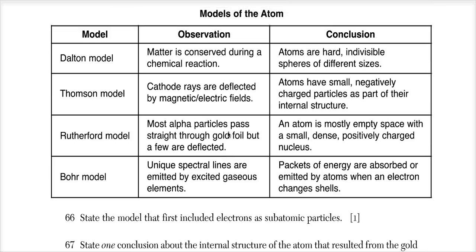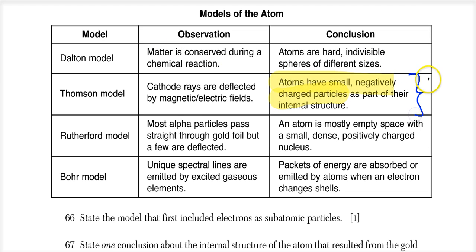Now, if you don't know this off the top of your head, then you go in. So we've got matter conserved, cathode rays. I'm reading atoms are hard individual spheres. Atoms have small negatively charged particles. That's the hint right there. So they're looking for you to understand that the negatively charged particles that you have been talking about all year are electrons. So the hint here is that we're talking about electrons.